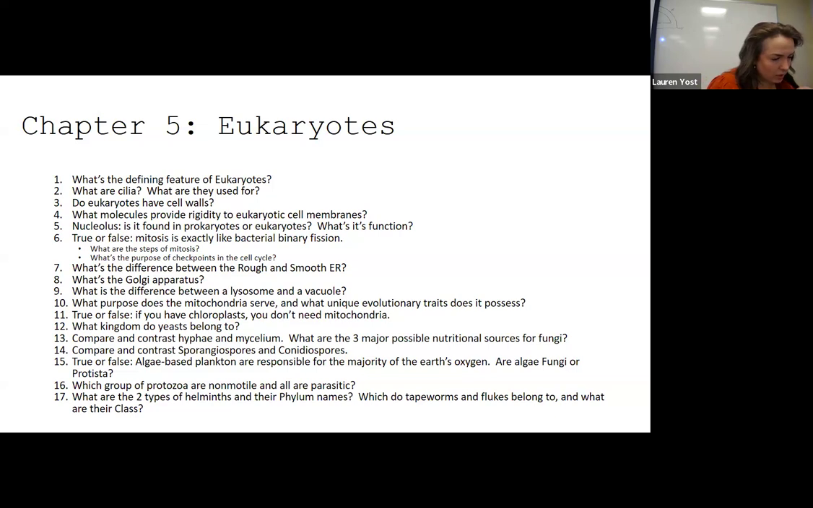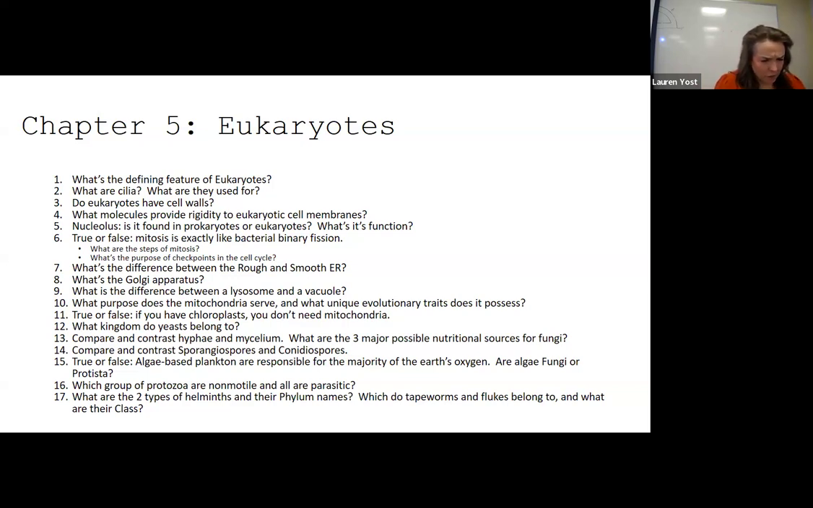What kingdom do yeasts belong to? Yeast belongs to the fungi. So that's domain Eukarya, but it's going to be the kingdom of fungi. Compare and contrast hyphae and mycelium. This is just asking us to remember that hyphae are the hair-like structures and the mycelium is the overall structure of the mold.